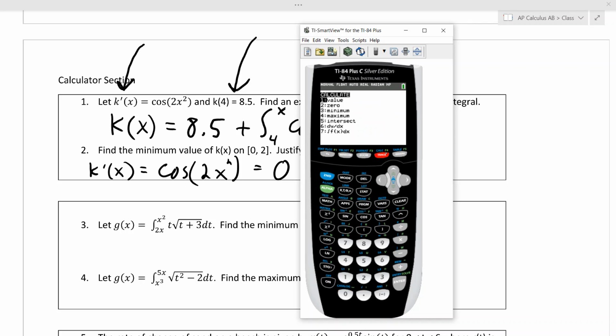So we hit second, trace, and we want this 0. And I can tell the first one's between 0 and 1, so I hit 0, enter, 1, enter. The guess, it looks like it's around 0.9-ish, we'll say, and we get 0.88622. All right, so we're going to write that down as an answer for this equation here. Now, for this test, you don't need to do all this. I'm showing you how the AP style does it.